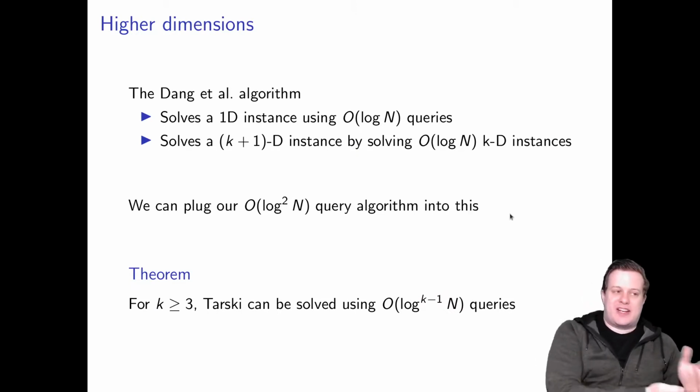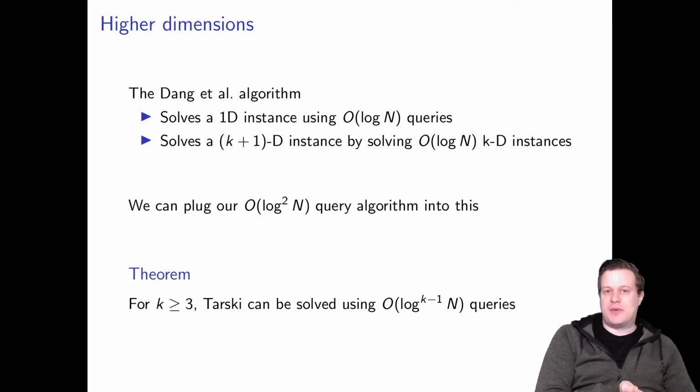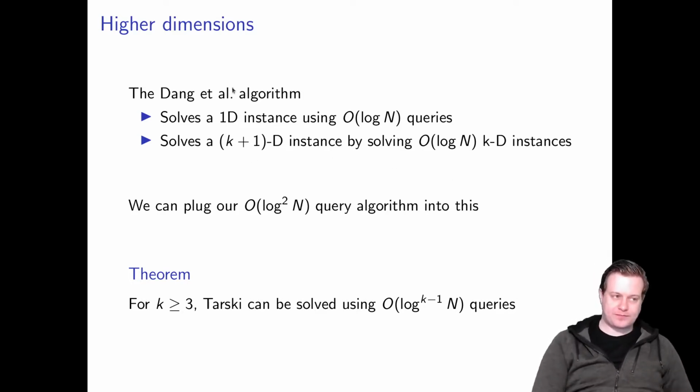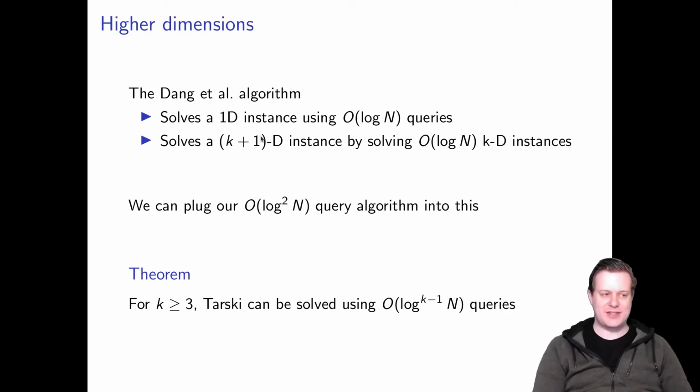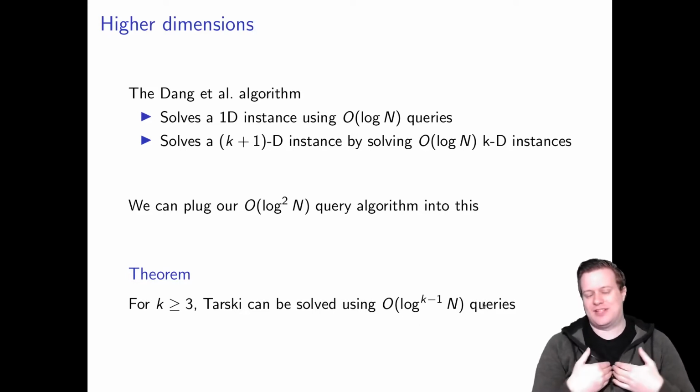One consequence of that is that we get faster algorithms for all dimensions of Tarski instances. The Dang et al. algorithm is a recursive algorithm. We've seen that you solve a k-dimensional instance by making log n queries to k-1 dimensional instances. And so we can just plug our faster log squared n algorithm into that recursion, and it immediately gives us this theorem. For k greater than or equal to 3, the Tarski problem can be solved using log to the k-1 n queries, which is strictly faster than log to the k n queries, which previously, at least we hypothesized, might actually be the query complexity of Tarski.